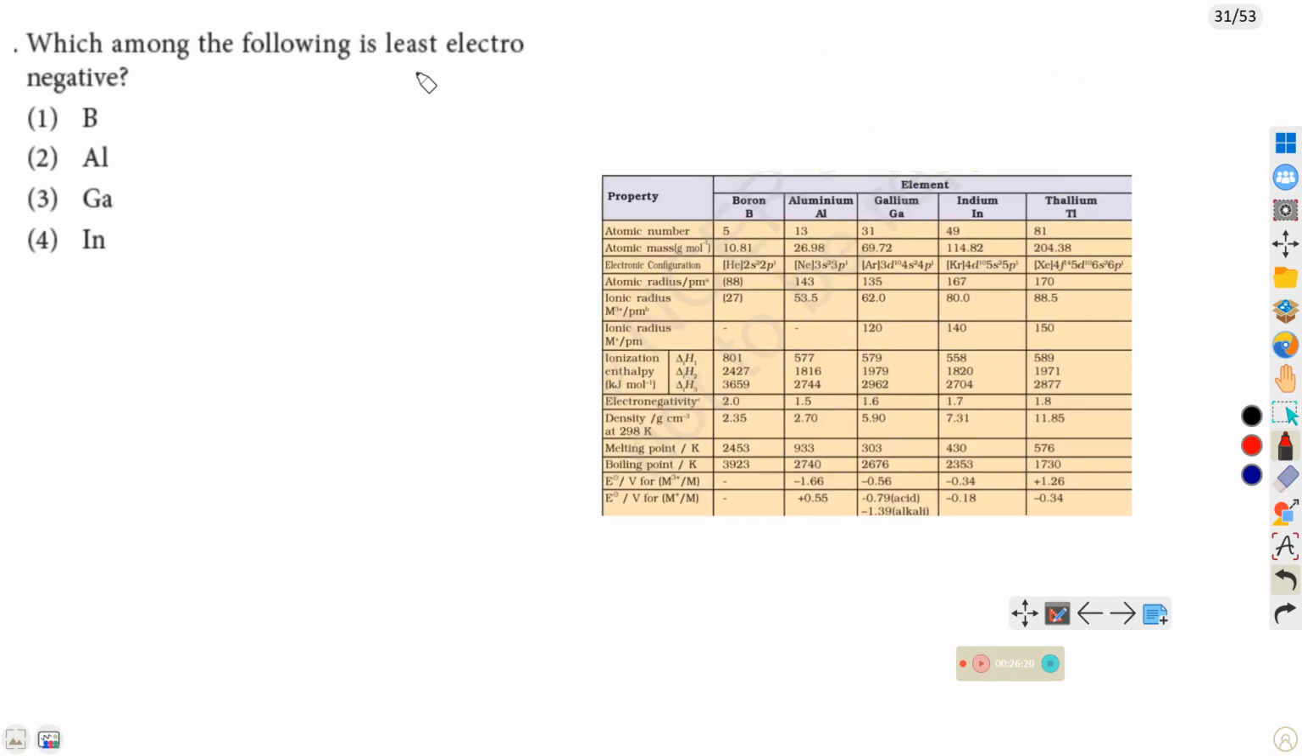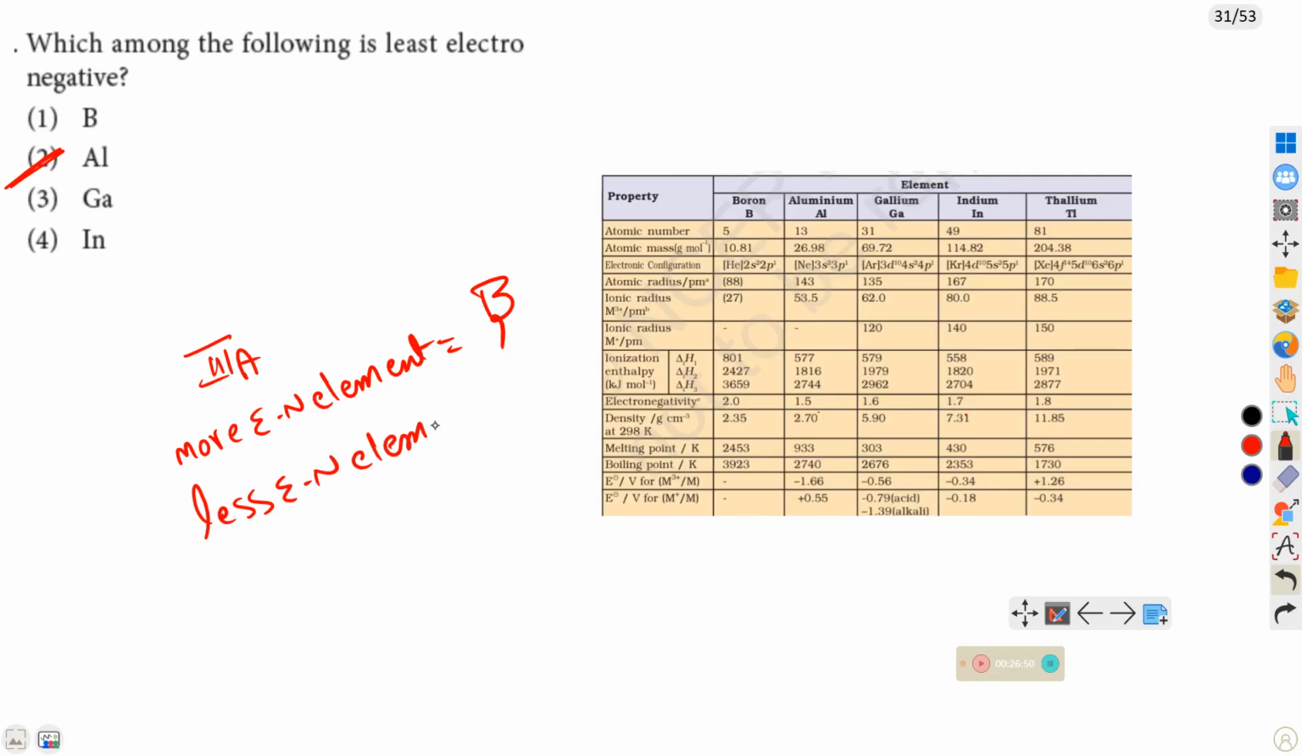Which among the following is least electronegative? Boron electronegativity 2.0, aluminum 1.5, gallium 1.6, indium 1.7. So the correct answer is aluminum. In group 3A, the most electronegative element is boron. The least electronegative element is aluminum.